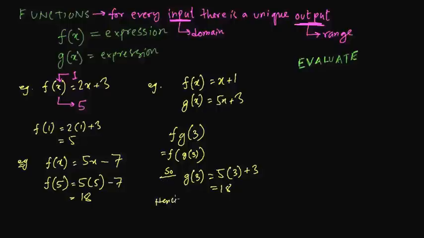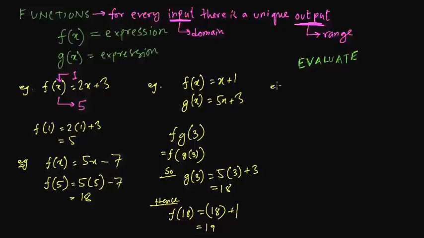Hence now you have to find f of g(3). g(3) is 18, so f of 18. So for x, we are going to put 18, plus 1. f(x) is x plus 1, so f(18) is 18 plus 1, and that would be 19. So for f of g(3), we have to find the value of g(3), which is 18, so f of 18.